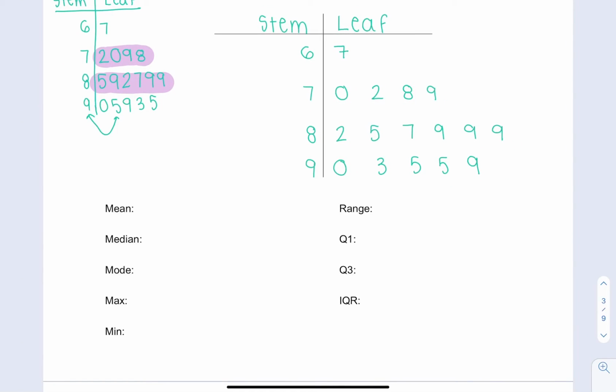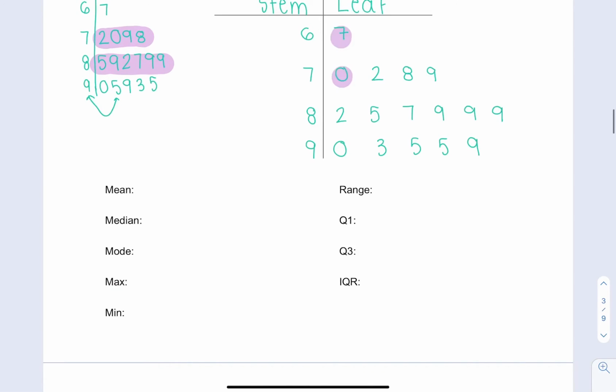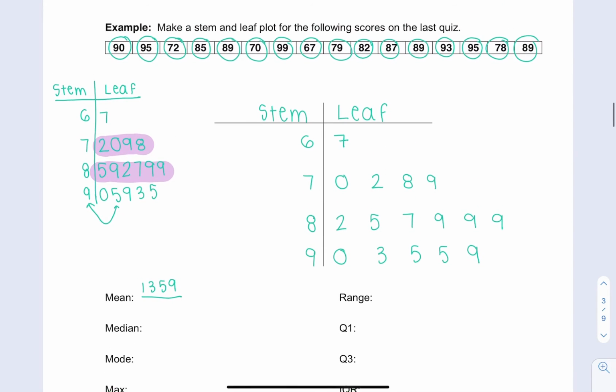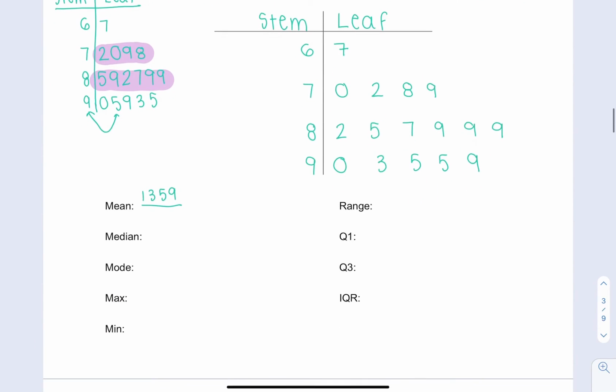And now I'm going to find the different values. So first off, mean, I'm going to add them all up. So I'm not just going to say, oh, well, 6 plus 0 plus 2 plus 8, right? Those aren't what those numbers mean. It's really 67 plus 70 plus 72, right? So if I add those all up, I get 1,359, and I divide by the number. In this case, there are 16. So my mean score on this last quiz was an 84.93.